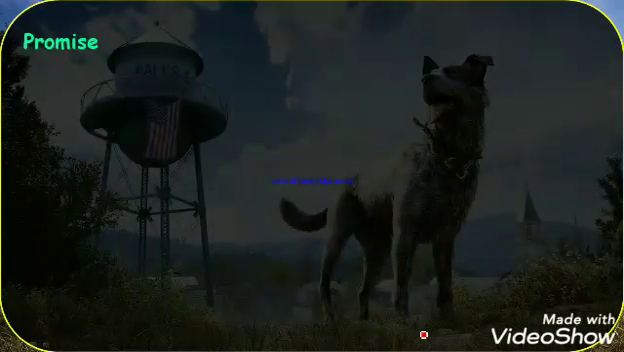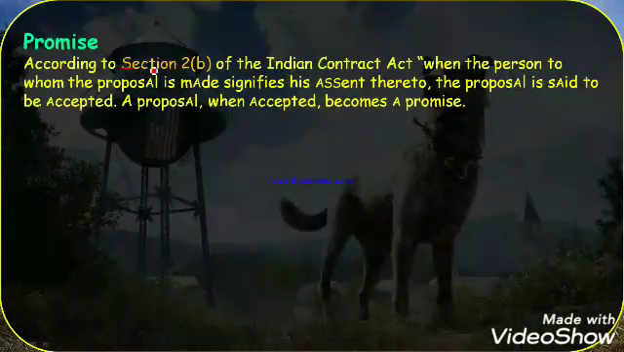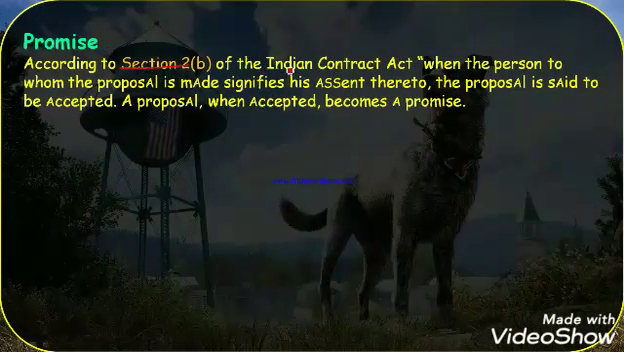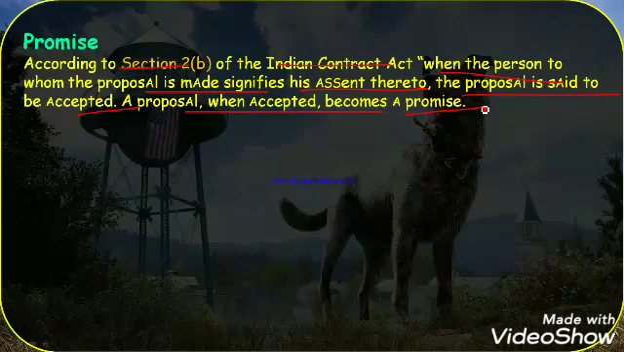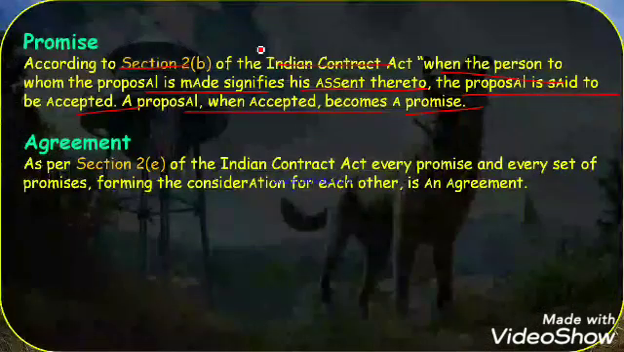Okay. Now let's talk about the term promise. What do you mean by promise? Promise basically means to do something. According to Section 2(b), remember sections are very important in this chapter, of the Indian Contract Act, when the person to whom the proposal is made signifies his assent thereto, the proposal is said to be accepted. A proposal when accepted becomes a promise. So whenever the offerer gives an offer to the offeree and the offeree accepts it, it will be called a promise under Section 2(b).